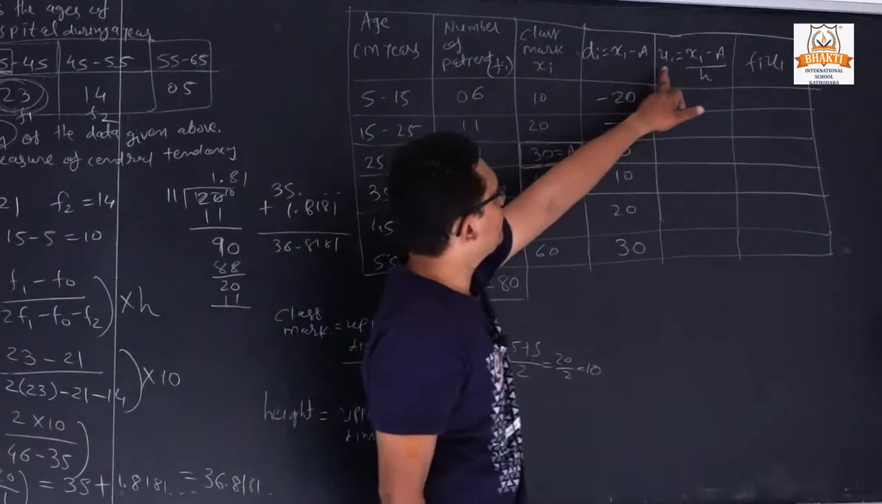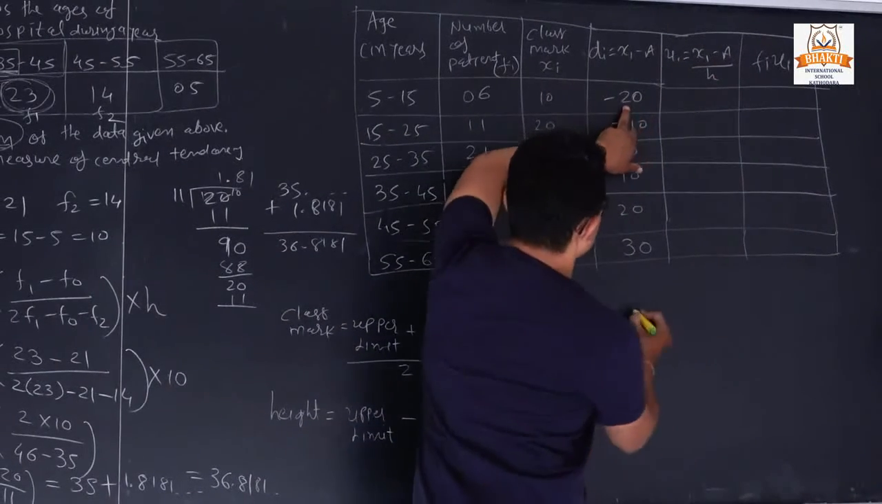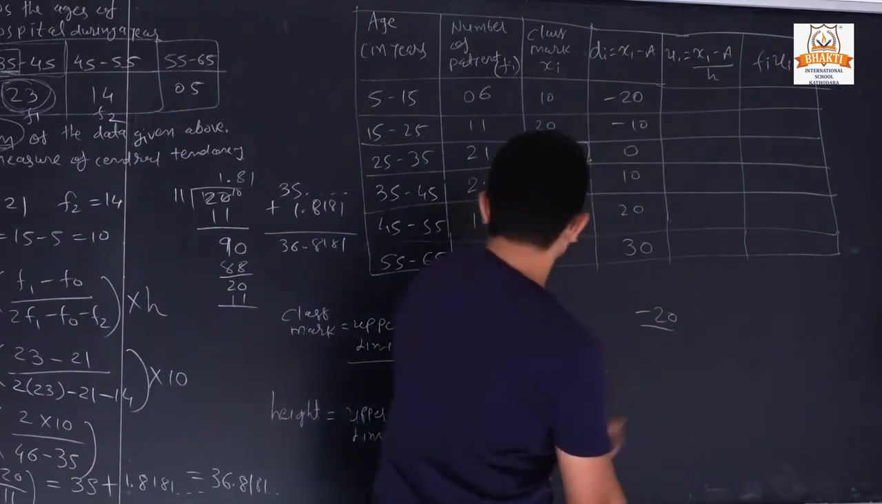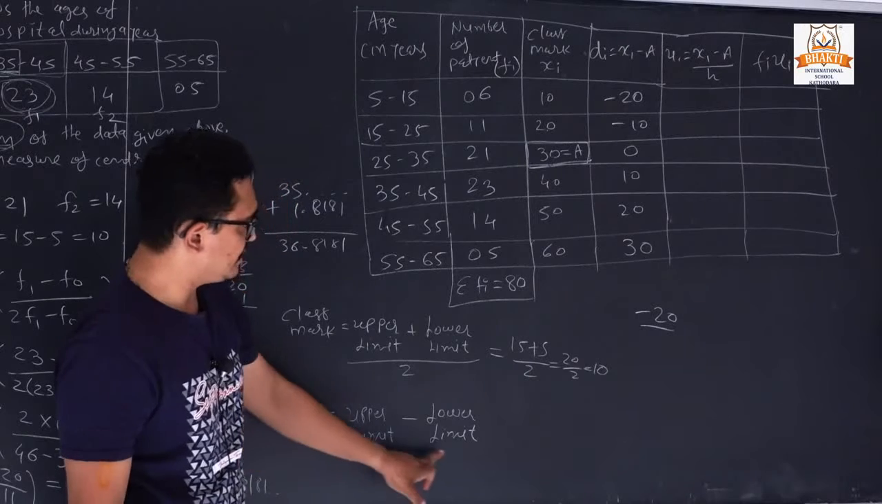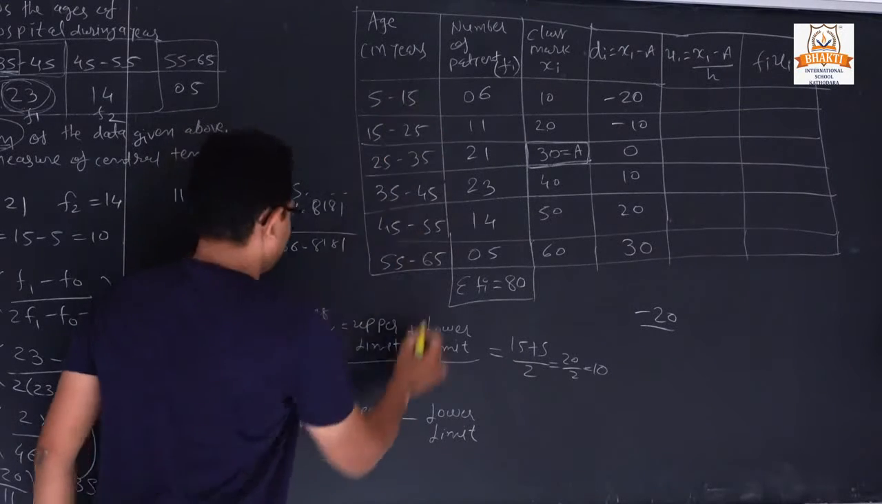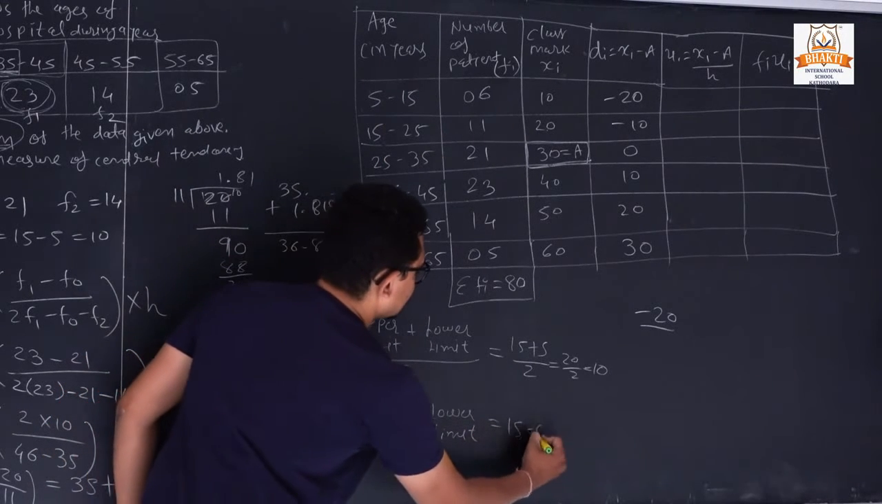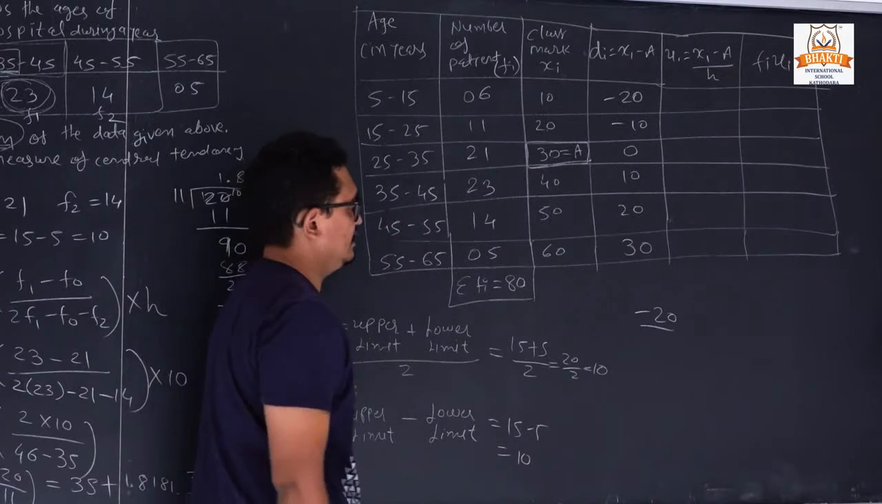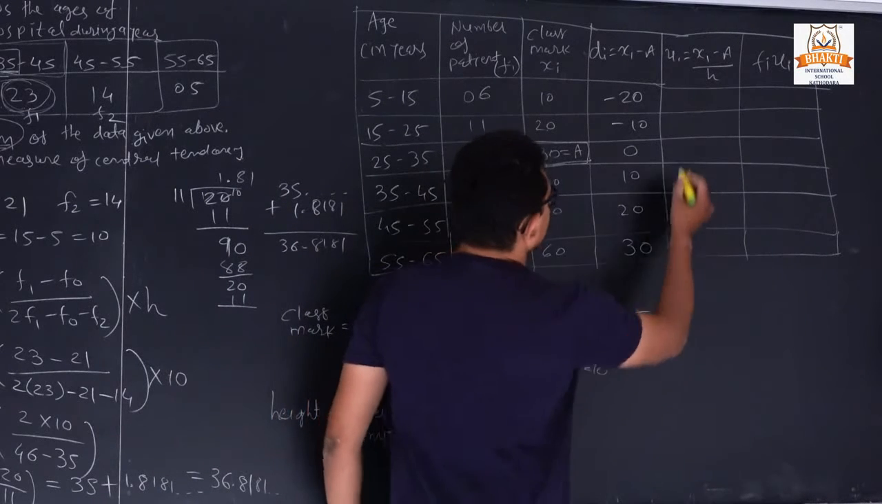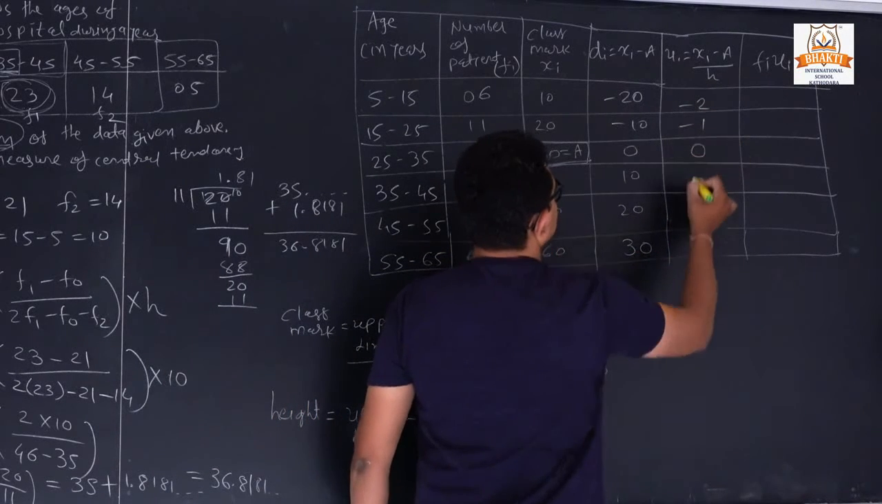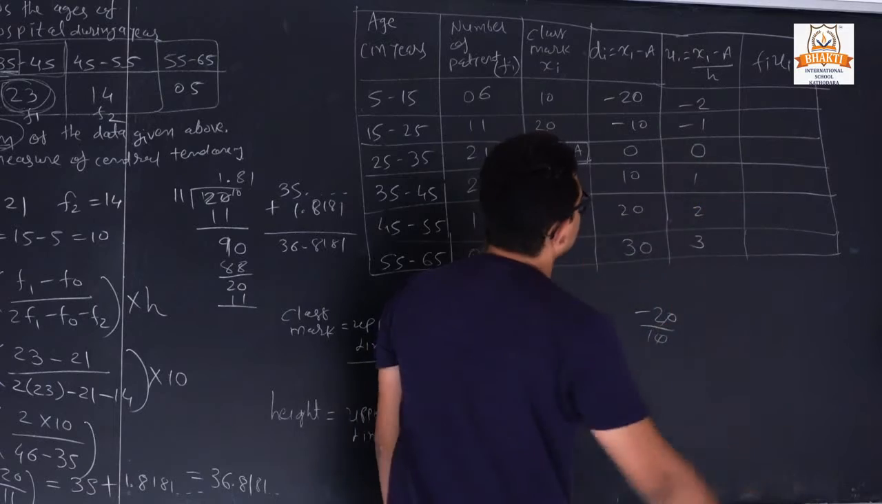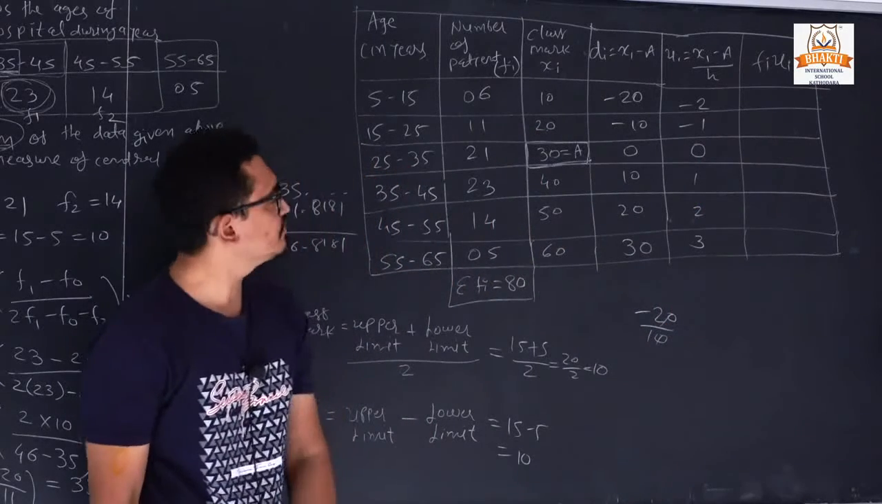Now what is the formula for Ui? Xi minus A, it is minus 20, divided by H. And what is H? H means upper limit minus lower limit. So what is upper limit? 15 minus 5, so answer it is 10. So we divide with 10. So here we have minus 2, then minus 1, 0, 1, 2 and 3. Similarly we can get that value.